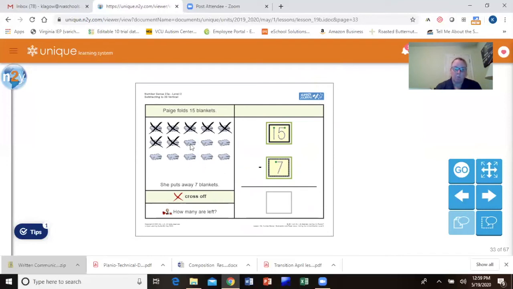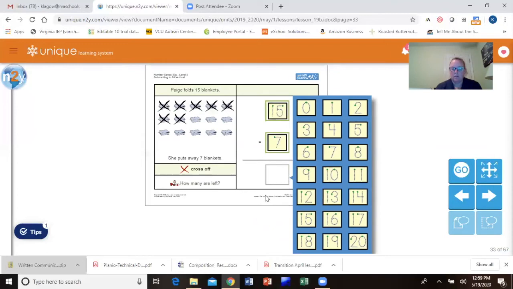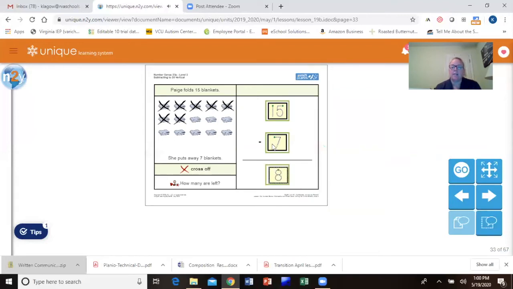Ready? 1, 2, 3, 4, 5, 6, 7, 8. All right. Who can find the number 8? It's in this row. Point to it. There's the number 8. 15 take away 7 equals 8.